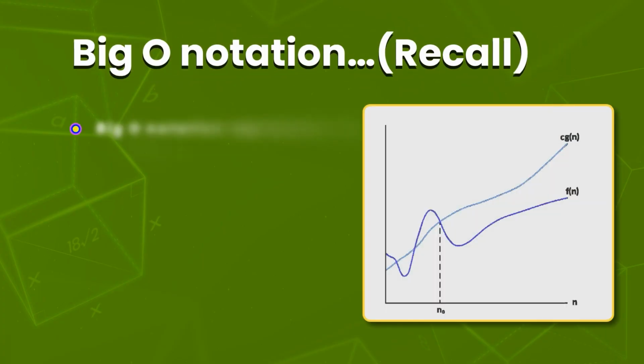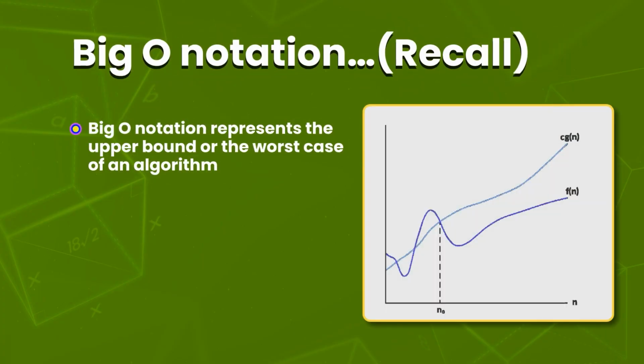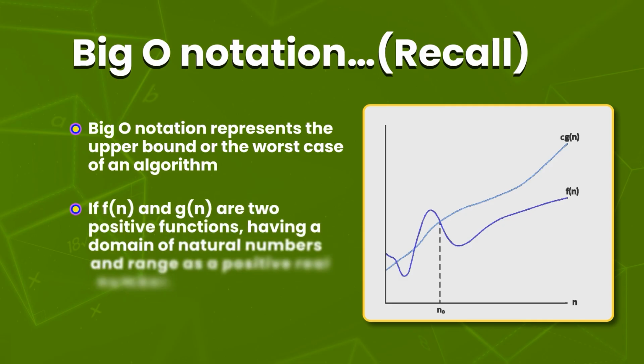Let's try to recollect the big O notation which we have done earlier. So what was big O notation doing? It was representing the upper bound or the worst case of an algorithm, right? So Fn is the function for which we are doing the asymptotic bound, and what we are saying is that it is bounded by the function Cgn.